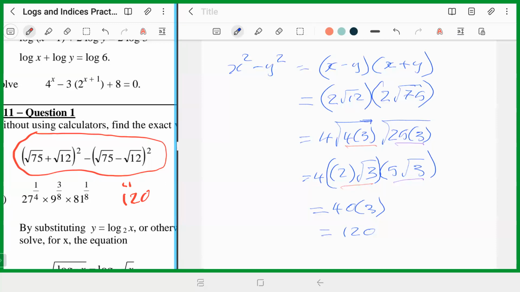People online, okay? Yes, sir. Get it to the calculator. Get it to the calculator, 120. Good. 120.